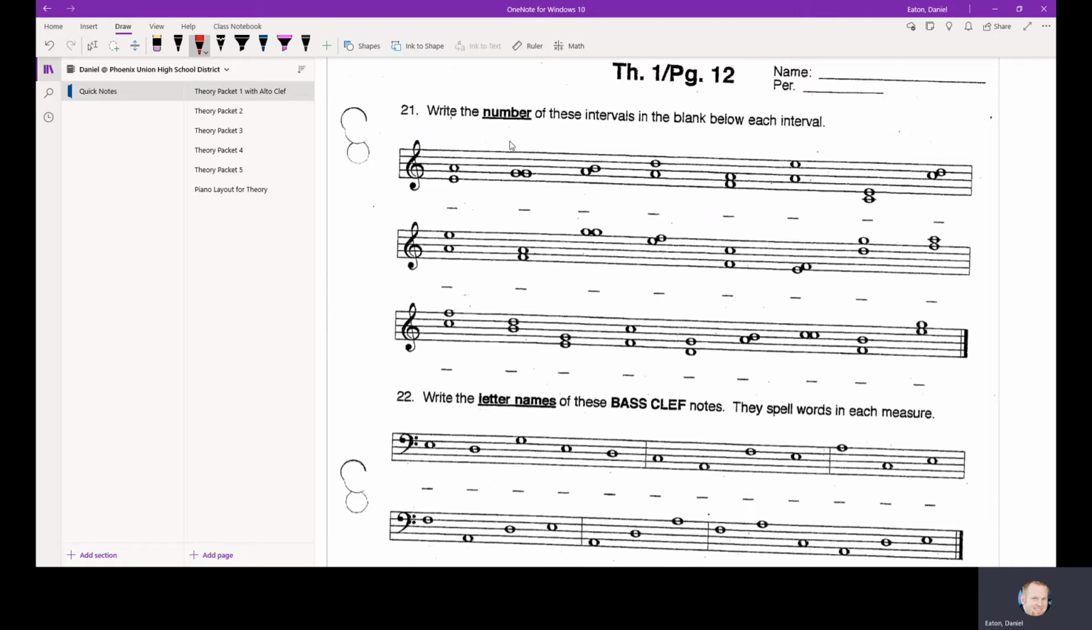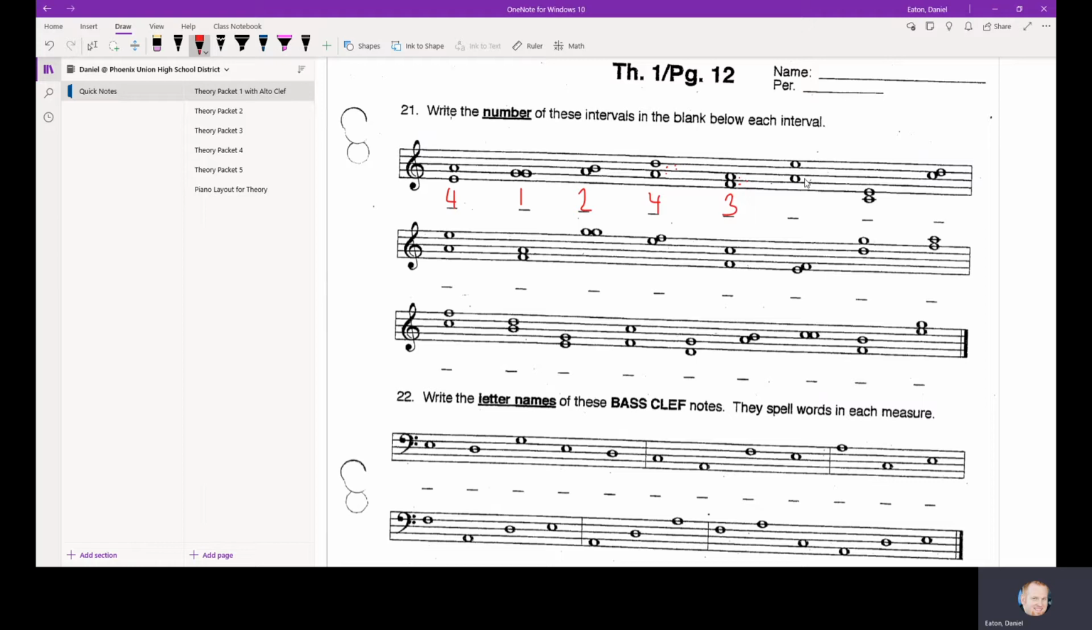Now we actually get to do it here. Write the number of these intervals in the blank below each interval. So if you've memorized those shapes and you just know, okay, that's a fourth, and that's a unison, and that's a second, good for you. You've memorized the shapes. It should be very easy for you. However, if you can't figure it out by sight, here's how you do it. 1, 2, 3, 4. How many dots do I have? 4. 1, 2, 3. How many dots do I have? 3. All I'm doing is the bottom note, and then counting up to the top note and all the notes in between.